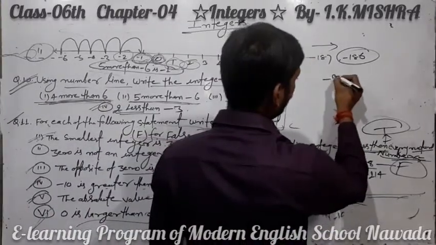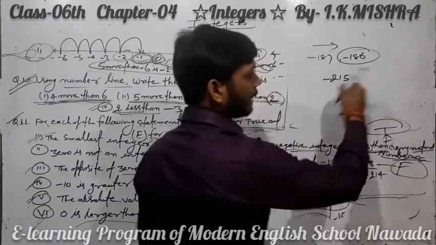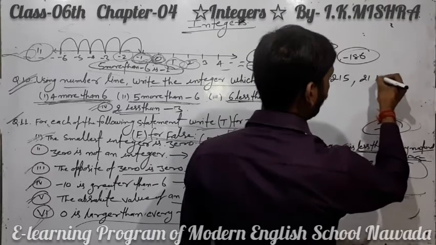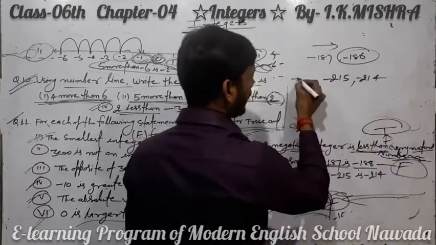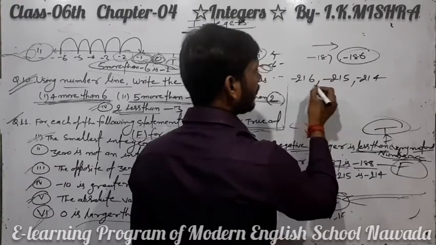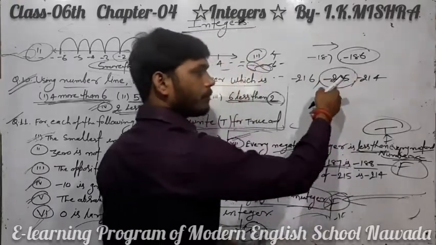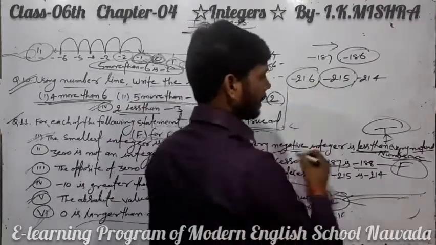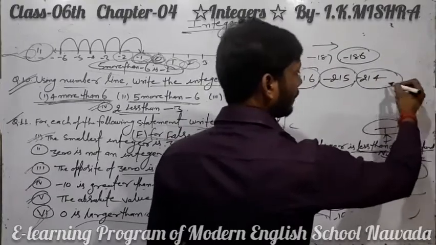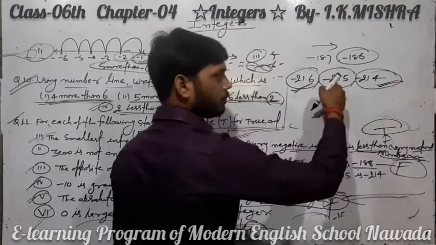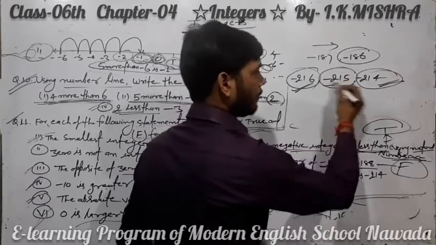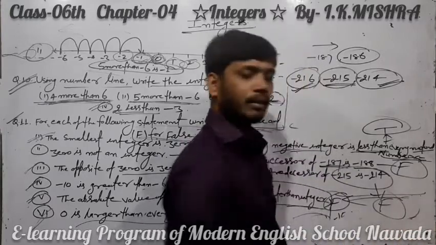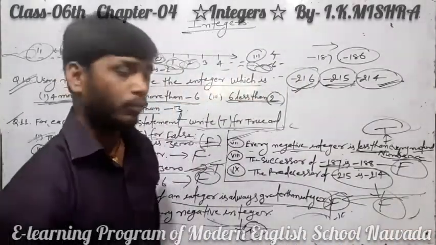Students, next, the predecessor of minus 215. Predecessor of minus 215. Here if you go to the right side, that means the successor, minus 214, and here minus 216. Here students, the integer before is minus 216, and this is the one after. That means this is the successor and this is the predecessor of minus 215. So students, this statement is also false. So students, now proceed to the next question.